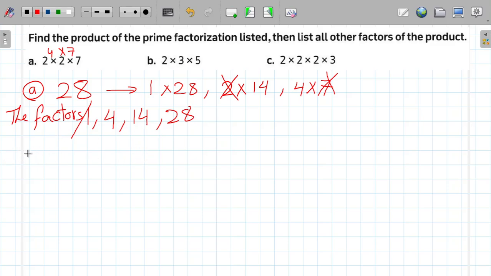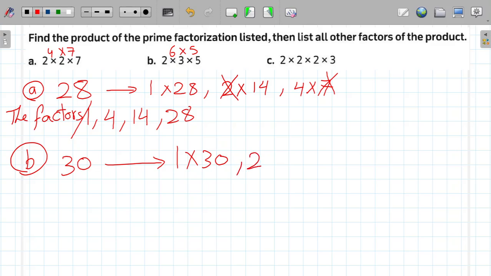Next I have 2 by 3 by 5. 2 by 3 equals 6. 6 by 5 is 30. Okay? So I wanted to find the factors of 30. 30 equals what? Equals 1 by 30. Next I have 2 by 15. Next I have 3 by 10. Next I have 5 by 6.